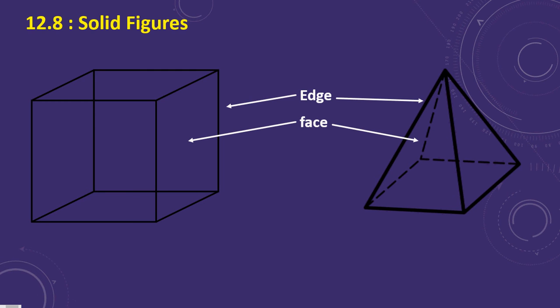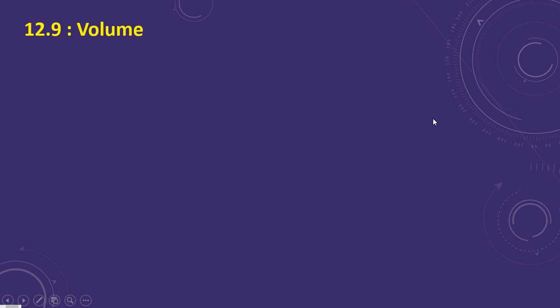And finally, what is a vertex? Vertex es una esquina, en otras palabras. So, in a cube a vertex can be this, and this. In a pyramid it can be this one, or them. We can count a lot of them. Okay, this is about solid figures. This is 12.8. Let's go with 12.9, that is about volume.